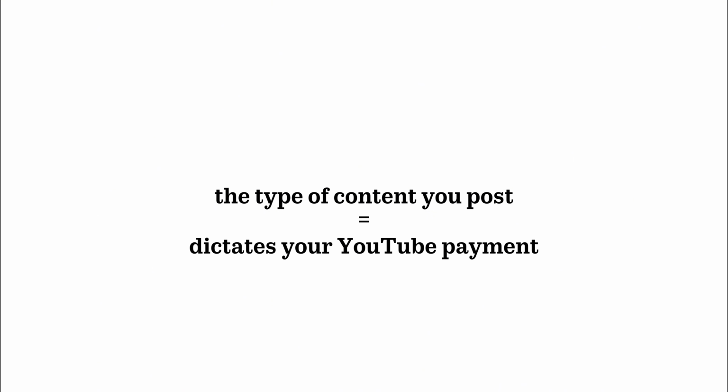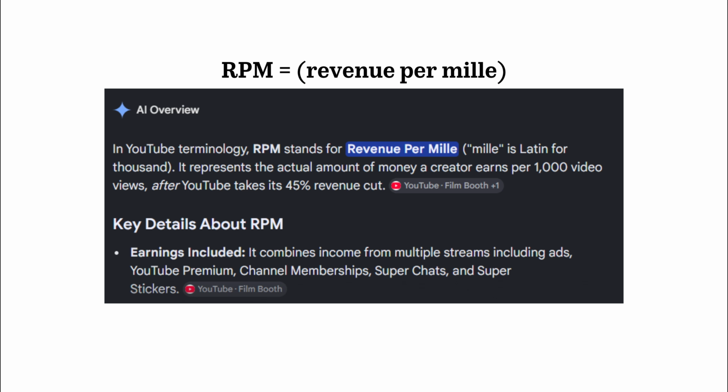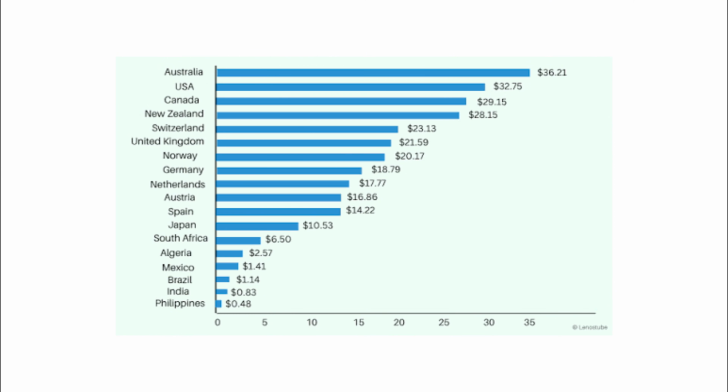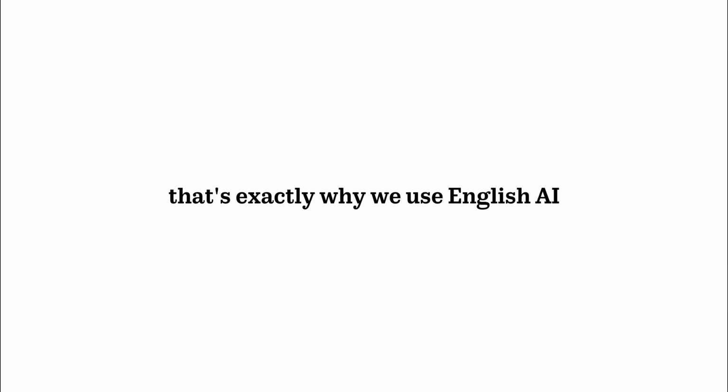The type of content you post dictates your YouTube payment because of RPM, revenue per mille, how much YouTube pays you per 1,000 views. What boosts your RPM? Geography. Views from English-speaking heavyweights like the US, UK, and Australia pay out massively compared to the rest of the world. That's exactly why we use English AI voiceovers and English captions. You attract a premium audience, your RPM skyrockets.